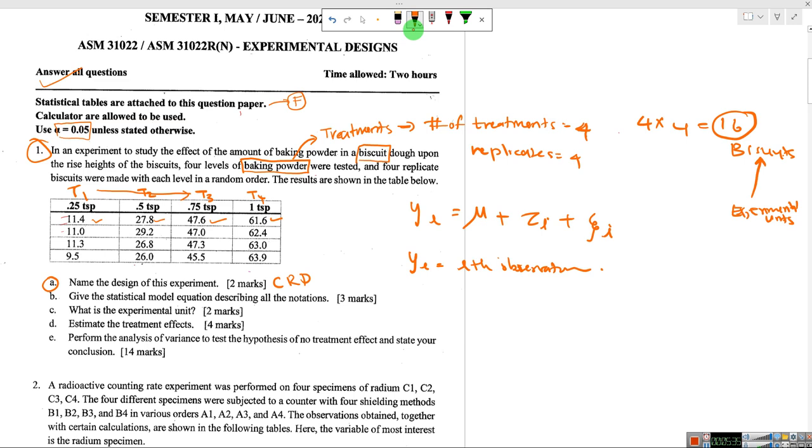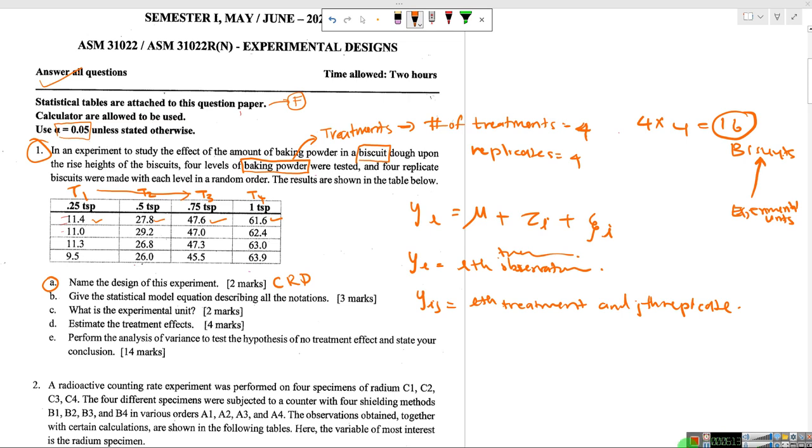So ith treatment observation, or we can tell at ith treatment observation, right? If it is y1, for y1 we have 4 observations, right? Now if you mention this j also as replicate, then it will become yij, right? So yij means ith treatment and jth replicate.